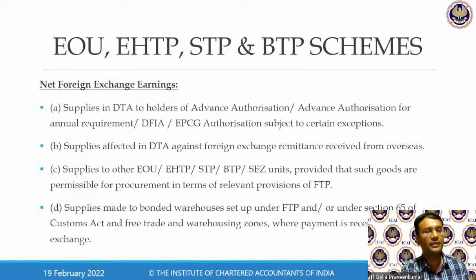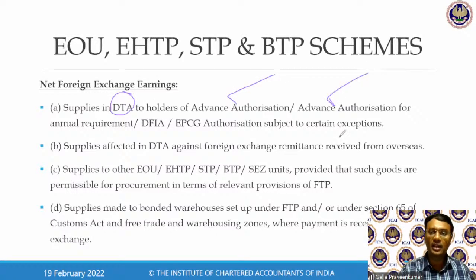So they have given a list of supplies which can also be regarded as your supplies for NFE. They say, look, you can make exports, you can make supplies to a DTA unit that has a domestic tariff unit with advance authorization, annual requirement, DFIA, EPCG. So any domestic unit that holds these licenses, if you sell to this DTA, even that will be considered as your export obligation.